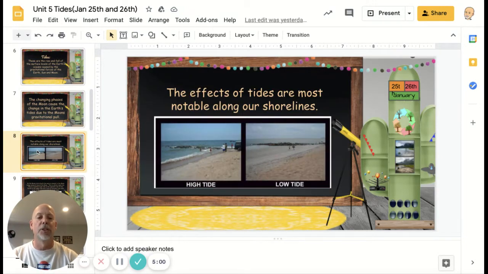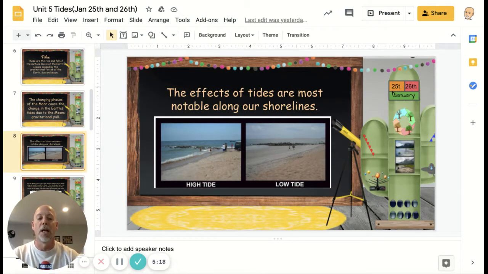So this picture here shows you the effects of tides, okay? And it's most notable along shorelines. This is where you and I are going to notice it the most, okay? If you're out at sea, you're really not going to notice it that much because you're on the water, and if you can't see land, you're not going to really notice the rise and lowering of the tides.